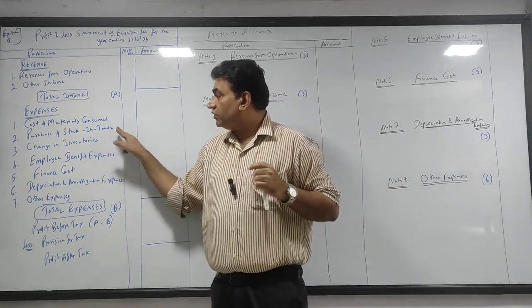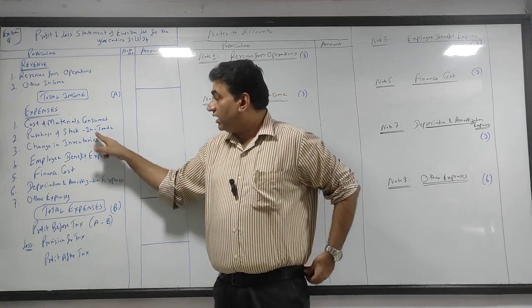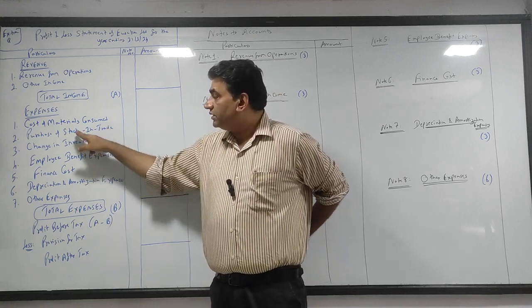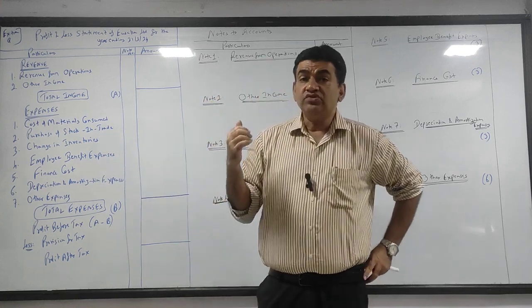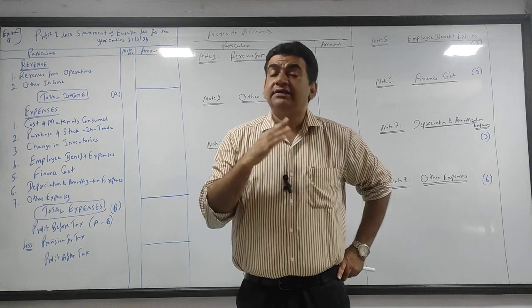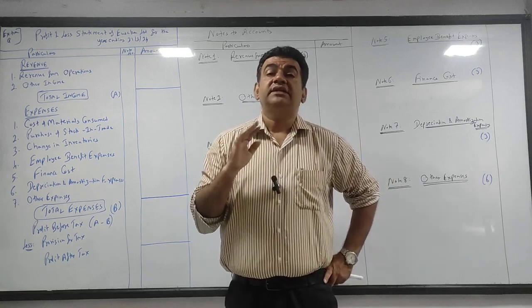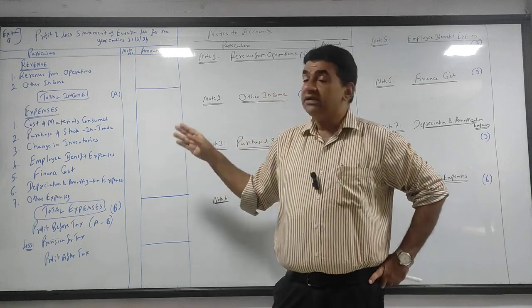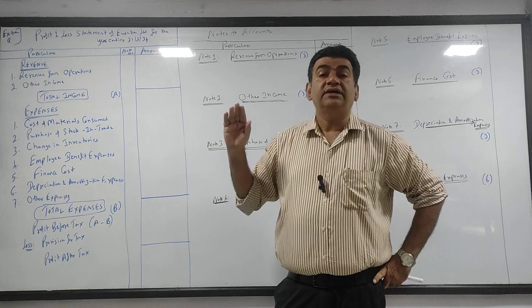Second, purchase of stock in trade. Now this will come in 90% of the sums. Now what is the difference between the two? When I say purchase of stock in trade, that means the company whose P&L we are preparing is a trading concern.